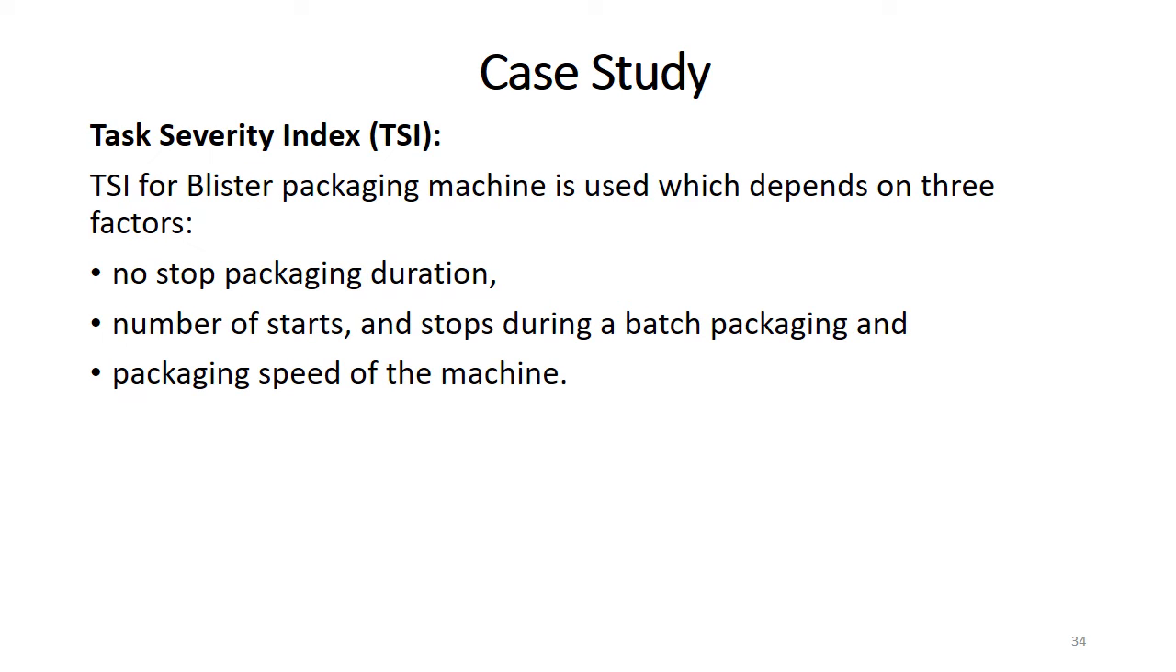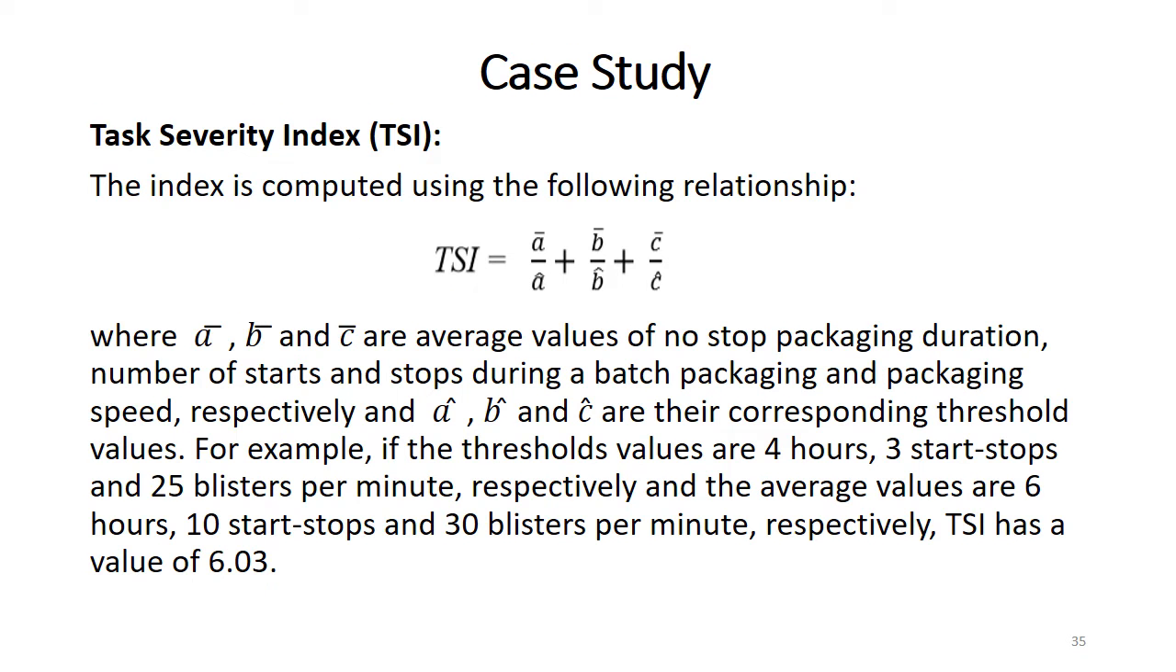Now the second external factor, which we call task severity index. Task severity index for a blister packaging machine depends on three factors: no-stop packaging duration, number of starts and stops during a batch packaging, and packaging speed of the machine. The final external factor is task severity index.